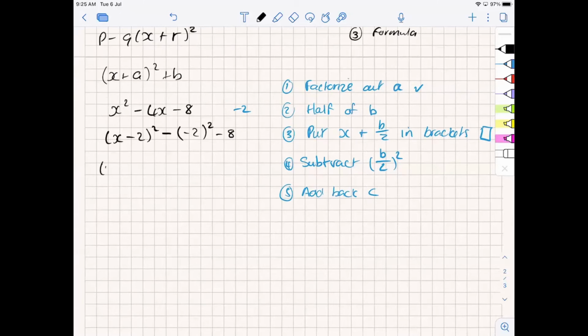So we have x minus 2 squared. That minus 2 is going to square into positive 4, except it's still being subtracted. So it's still going to be negative. So it's going to be minus 4 minus 8, which is minus 12. So there we have it in completed square form. And again, this will immediately give me the turning point for this parabola, which will be (2, -12).